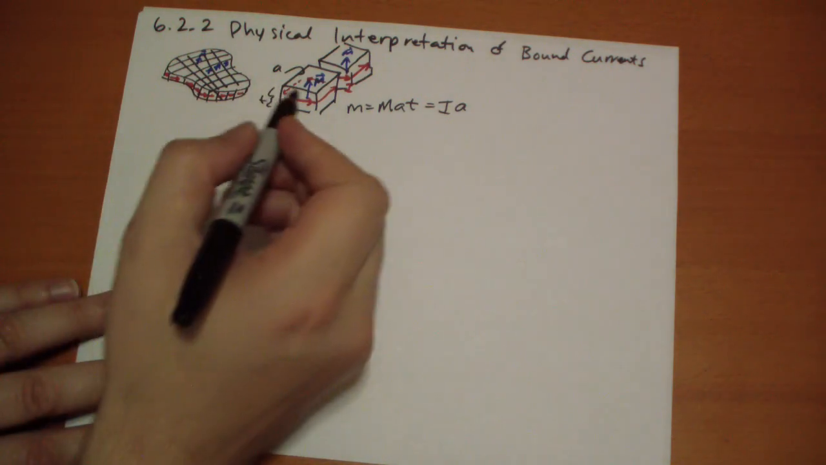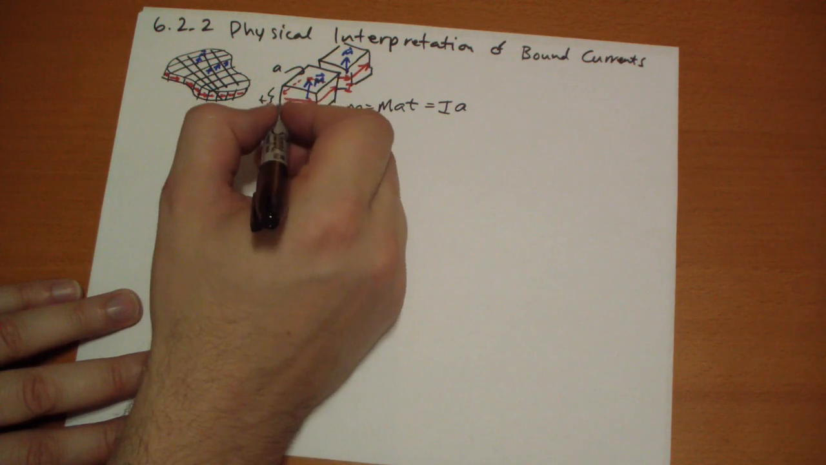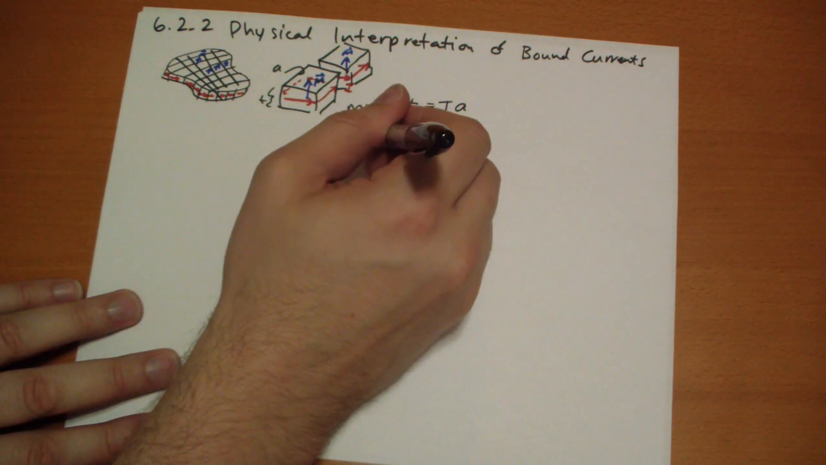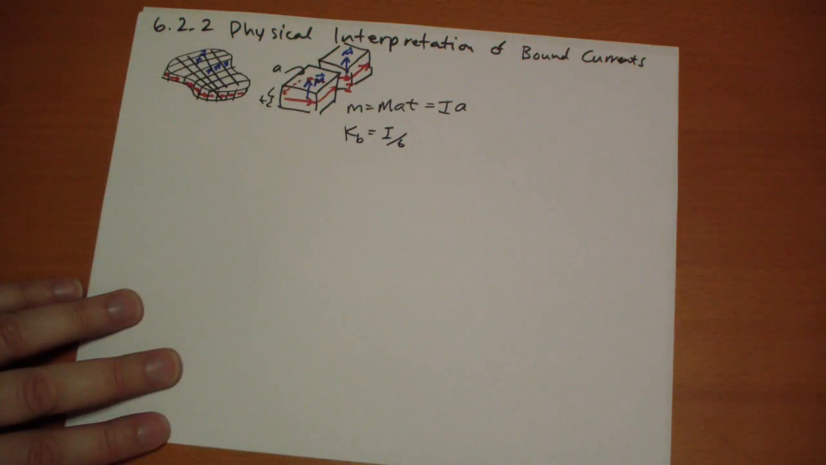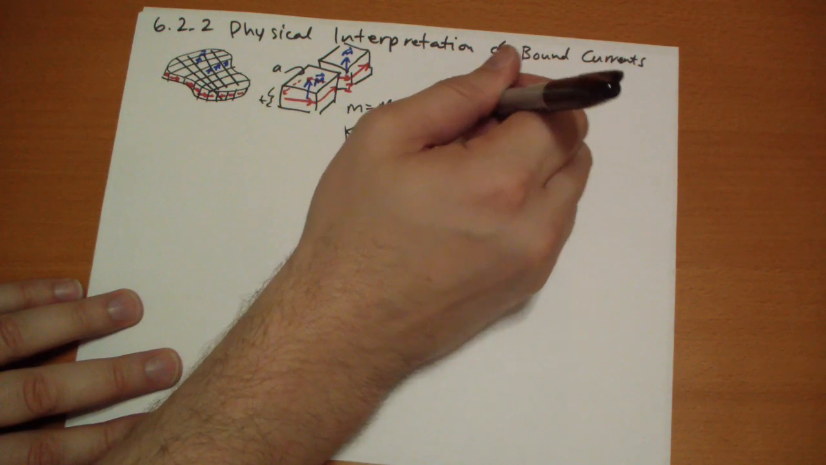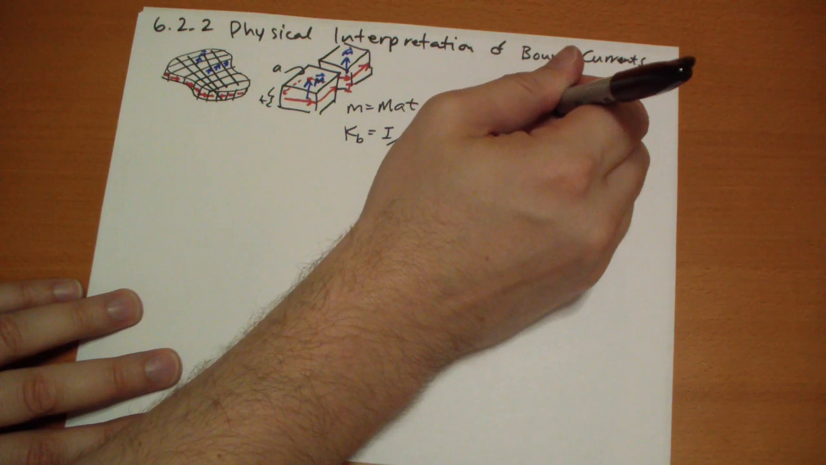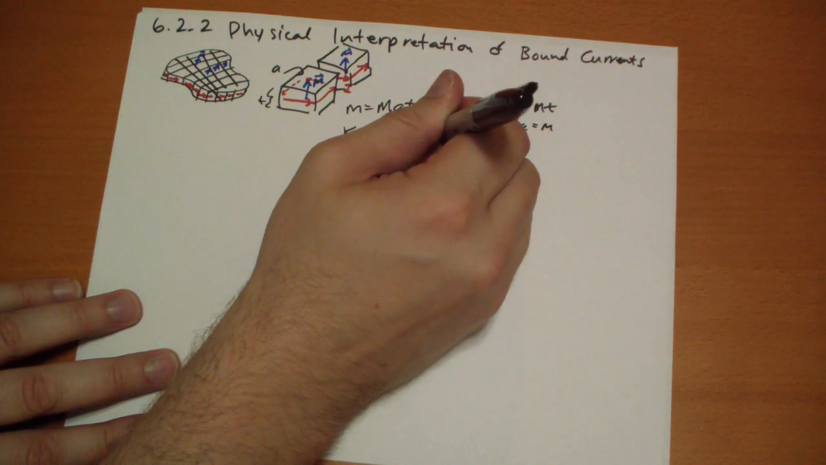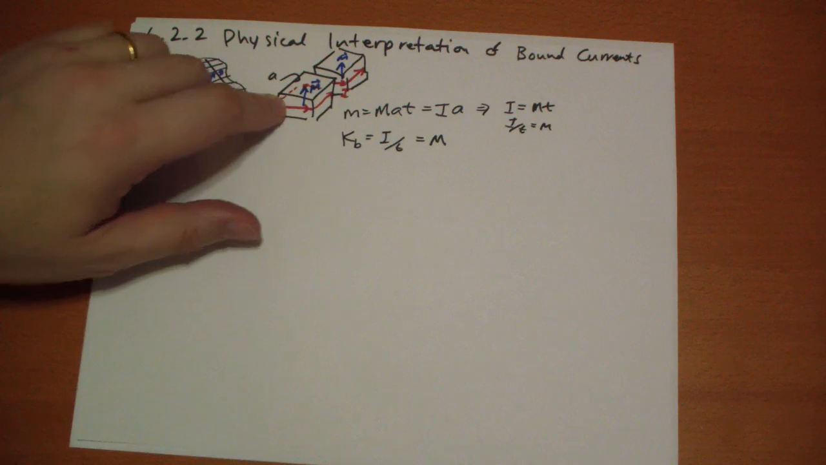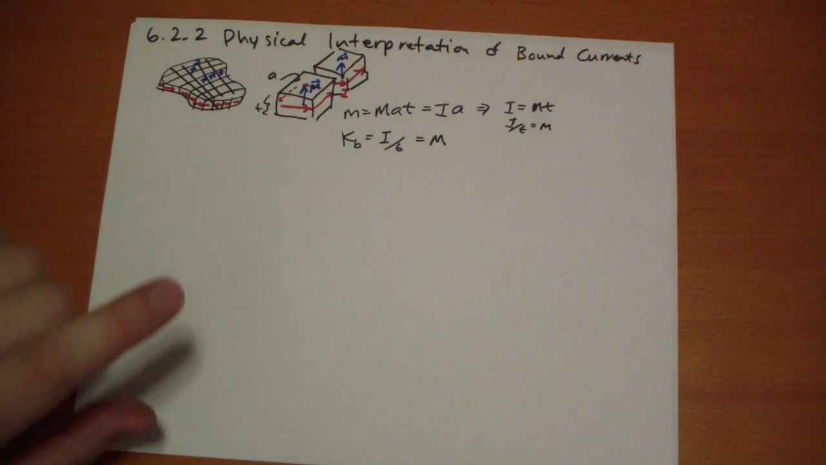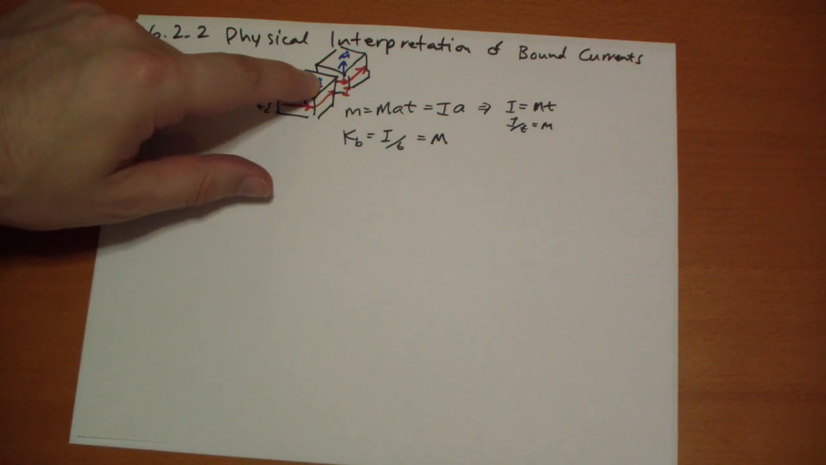How much surface current? Well, surface current is current divided by linear length. So the surface current is the total current there divided by T. Up here we can cancel out the A's, and so we get I equals MT, or I over T is equal to M. And so here we get that the surface current is equal to the magnetization. But on this surface we don't get any, and on this surface we do.